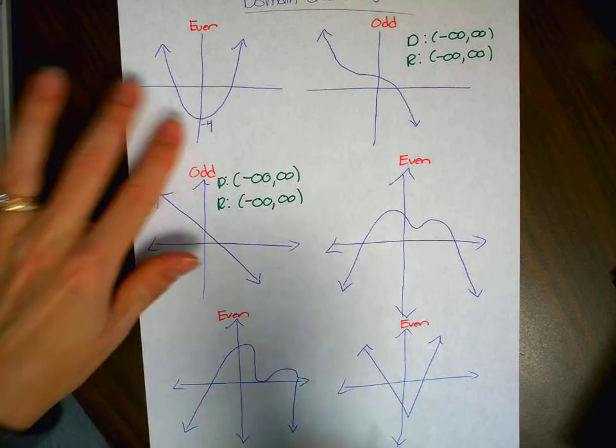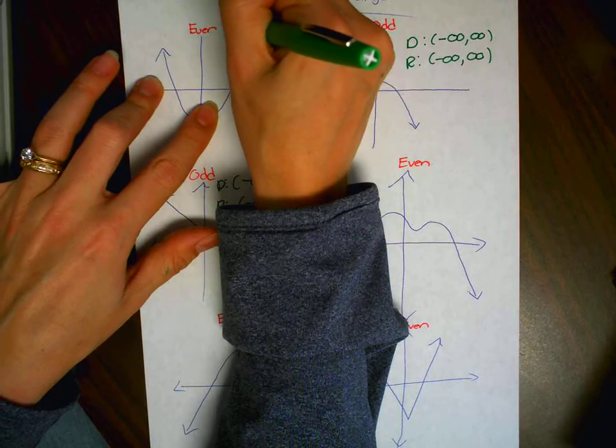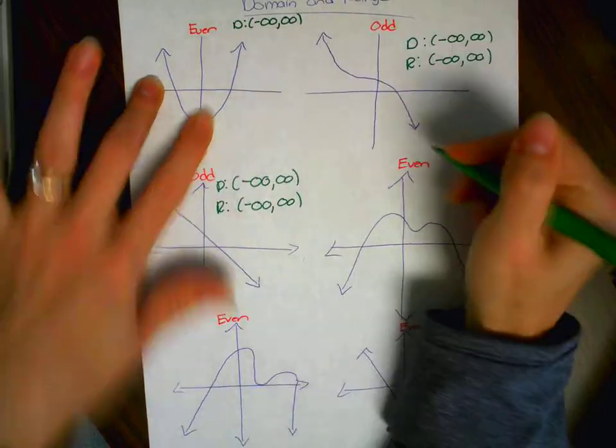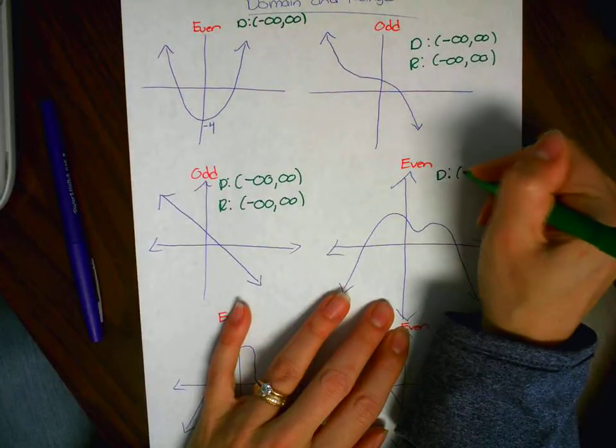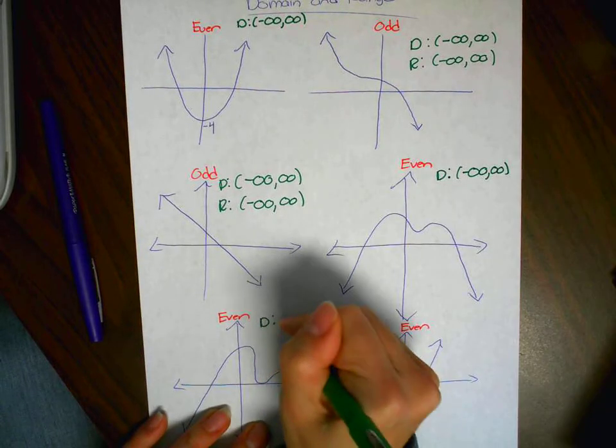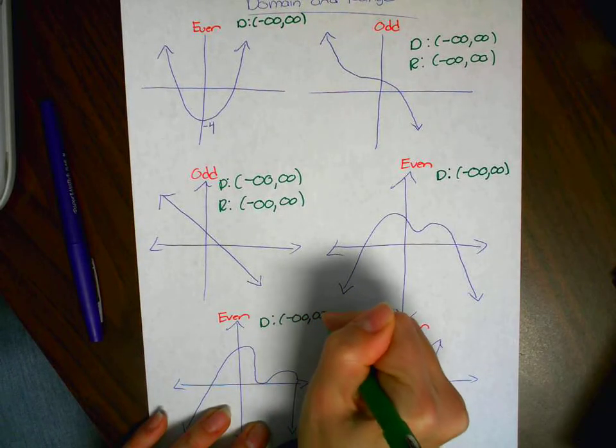If you have an even function like this with arrows going on forever, your domain is also negative infinity to infinity for all of these. All of my domains for these even functions are negative infinity to positive infinity.